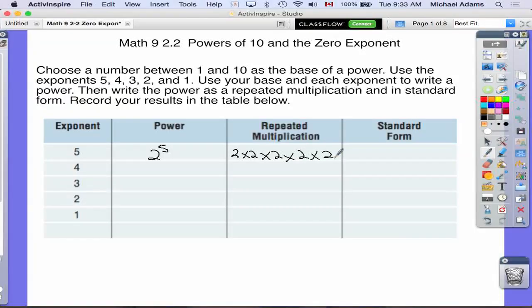Okay. So now, what would that be in standard form now? No, it's not 2 times 5, because it's 2 times 2 times 2 times 2 times 2. What would that be in standard form? Okay, what's 2 times 2 is 4. Times 2 is 8. Right? Okay, standard form is the answer. So what's the answer here? So let's go. 2 times 2 is 4. Times 2 is 8. Times 2 is 16. Times 2 is 32.